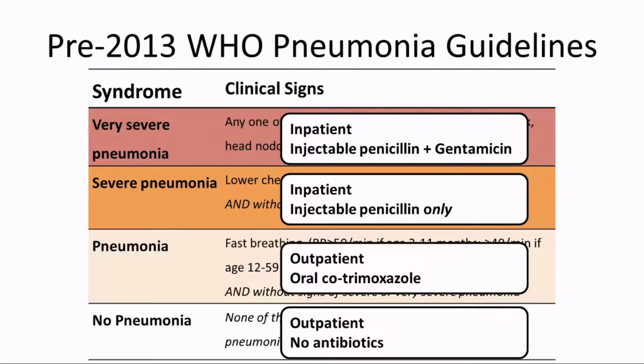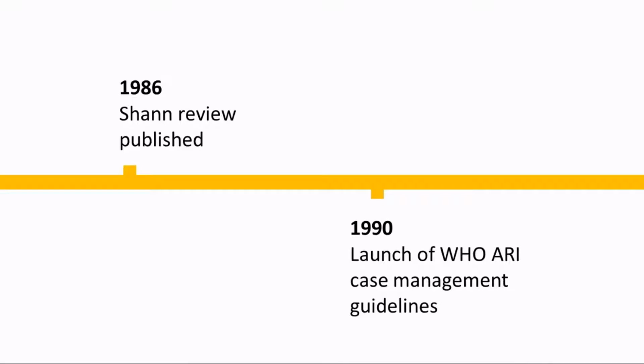And based on these signs, children should be treated with antibiotics reflective of the severity of their illness. So children with very severe pneumonia would be treated as inpatients with injectable penicillin and gentamicin. Those with severe pneumonia would be treated with penicillin alone, still as inpatients, and those with pneumonia would be treated as outpatients with oral cotrimoxazole, and no antibiotics for those with so-called no pneumonia. And so these guidelines have been in use for over 30 years and have been credited with reducing mortality where they've been implemented appropriately.